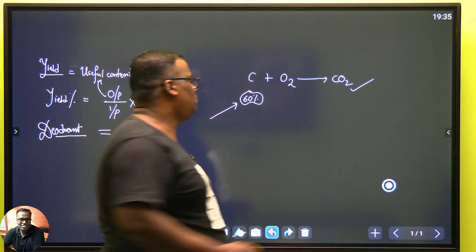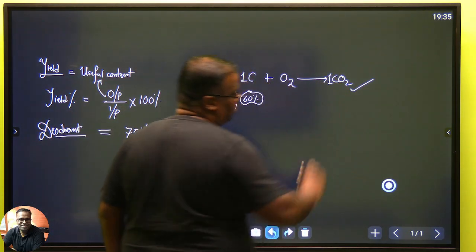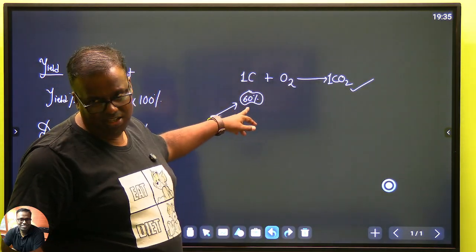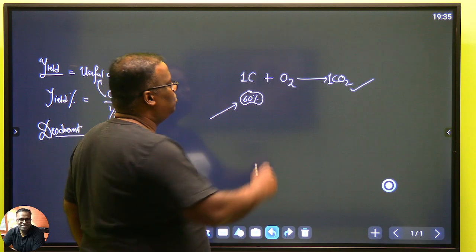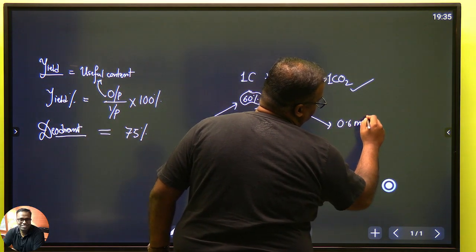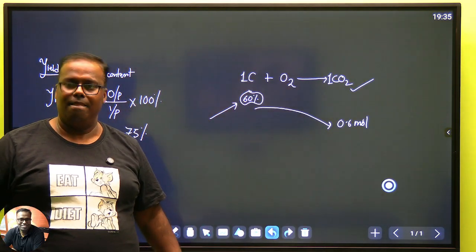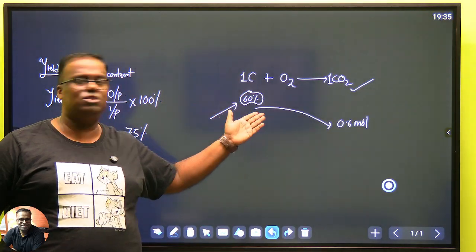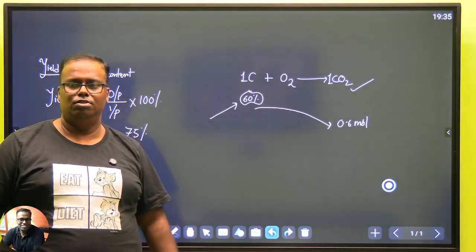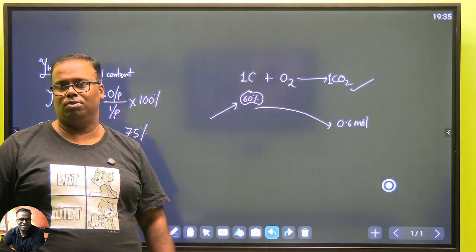So chemistry will tell me if you burn 1 mole, you should get 1 mole. This is in theory, but I used a very low category coal. So how much will I expect? 0.6 mole. Is the logic understood? 60% means what? 60% of 1 mole, so 0.6 mole. 50% होने से half mole मिलता मुझे. क्या ये logic clear हुआ आपको?